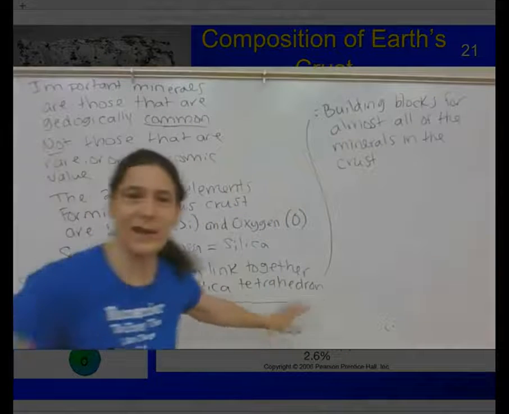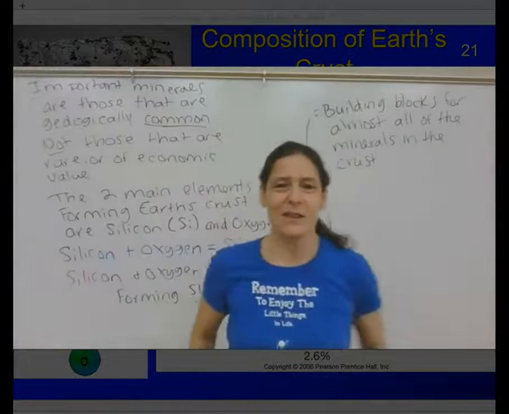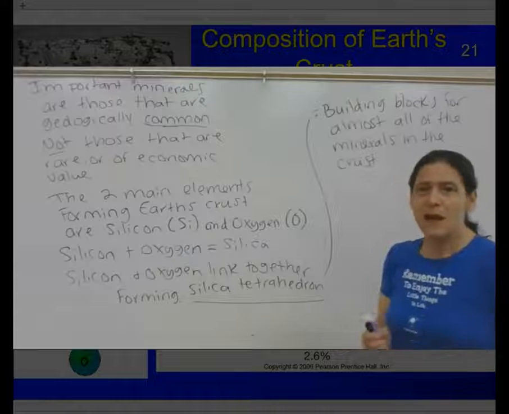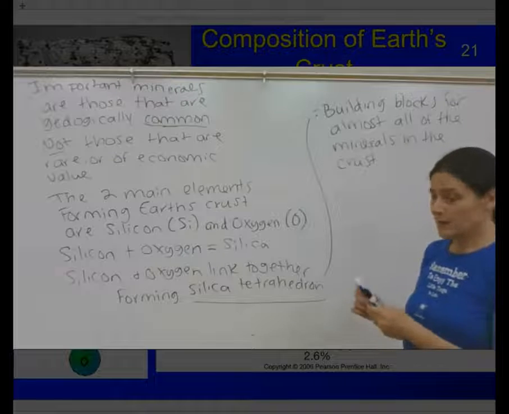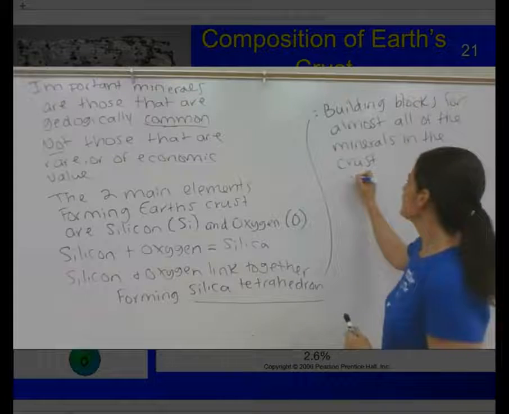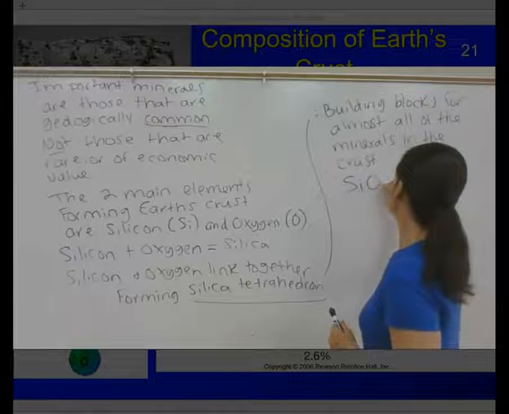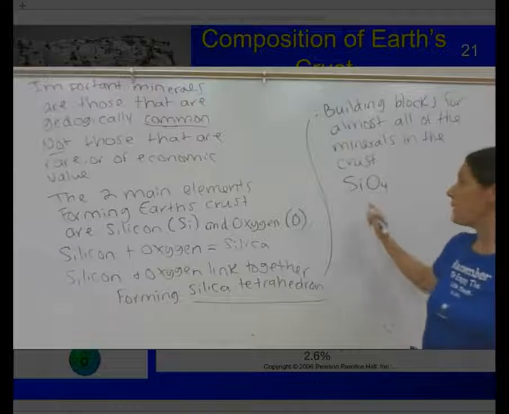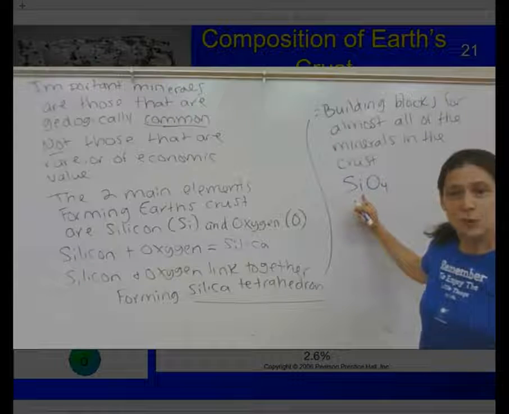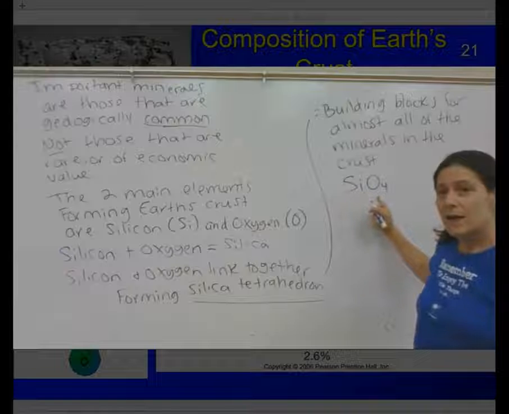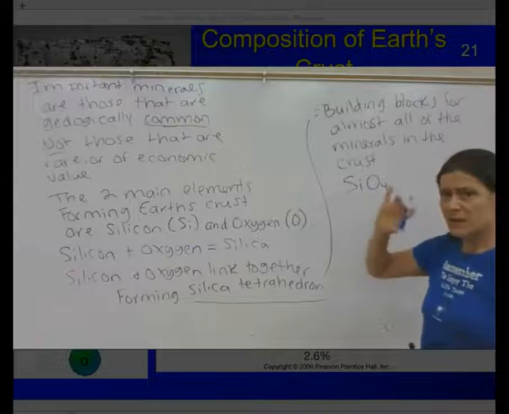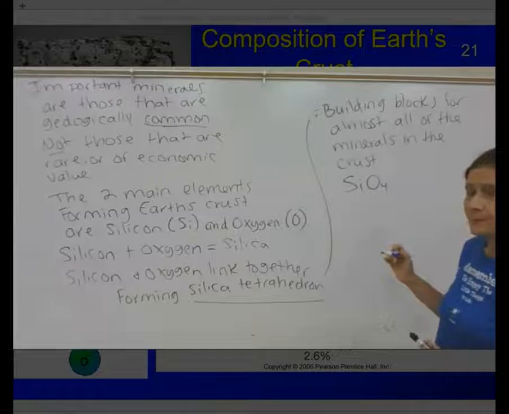I'm just going to write it over here. So again, silica tetrahedra are the building blocks of all of the minerals in the crust. Its chemical formula is SiO4. If you don't see a number there, that just means there's one. So one silicon for every four oxygens.